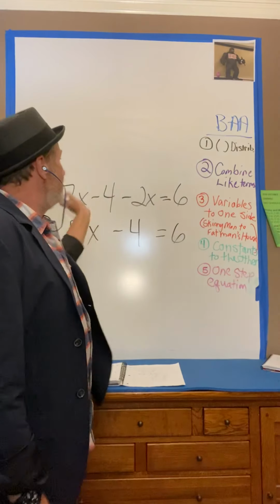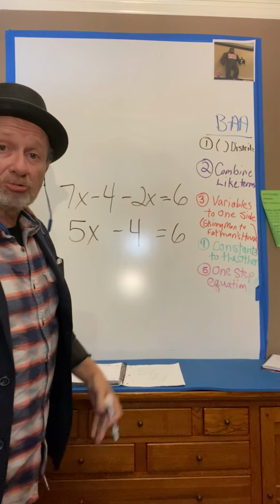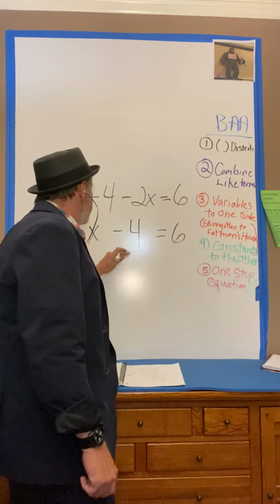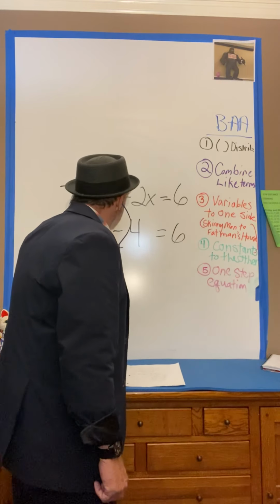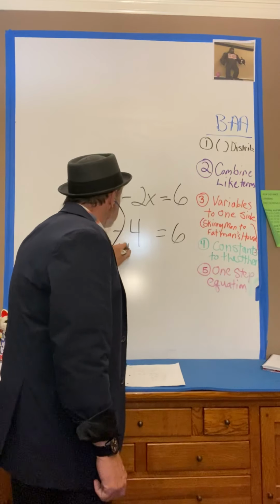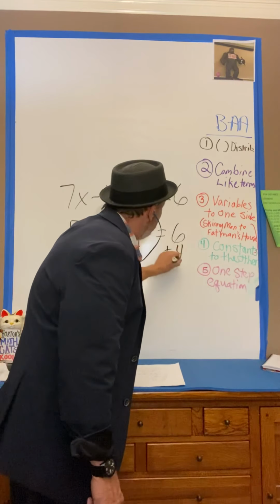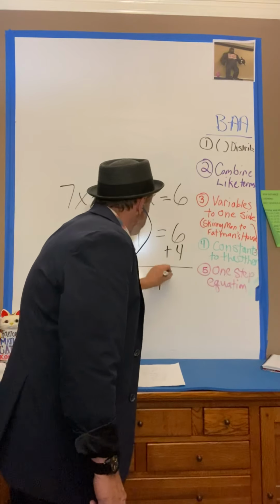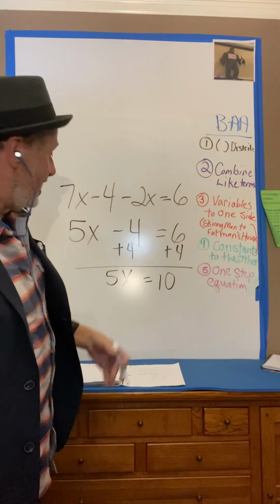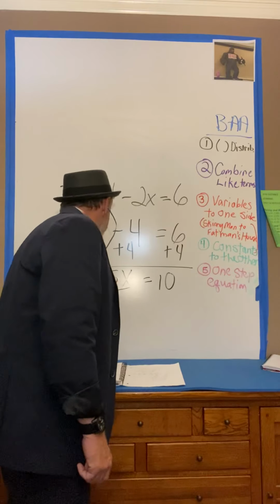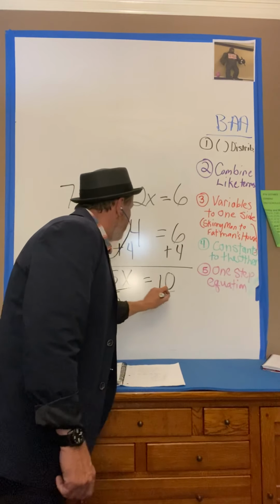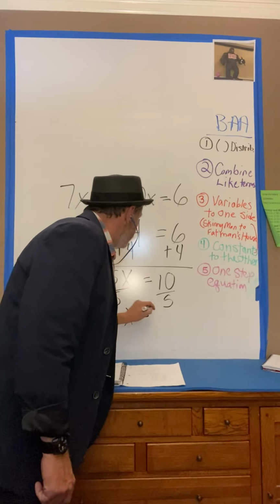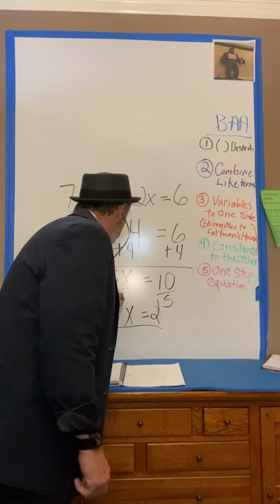Do I have variables on both sides? No, I don't, so I can skip that. Do I have constants on both sides? Yeah, so I'm just going to move that constant. Opposite of negative 4 is positive 4. Positive 4 over here. I get 5x equals 10. And finally, it's a one-step equation. Divide by 5, divide by 5, and x equals 5 goes into 10 two times.